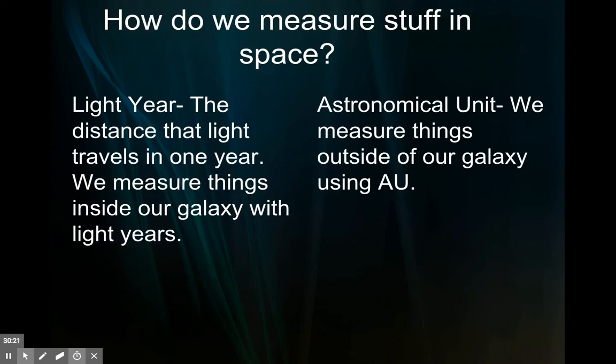Astronomical unit, or AU for short, is how we measure things that are outside of our galaxy. So if we're measuring from Mars to Earth, that's inside the Milky Way galaxy, so we're going to use light years. If we're measuring from Earth to something outside of the Milky Way, for example, the Andromeda galaxy, then we're going to use AUs, or astronomical units. So light year inside, AU outside. Maybe you can remember it by saying you turn on the lights inside the house. So light year inside the galaxy, astronomical unit outside. I don't know if that'll help, but if it does, use it. If not, hey, I tried.